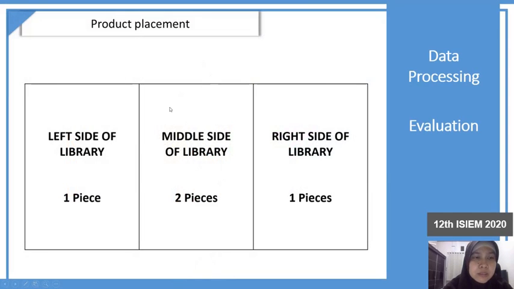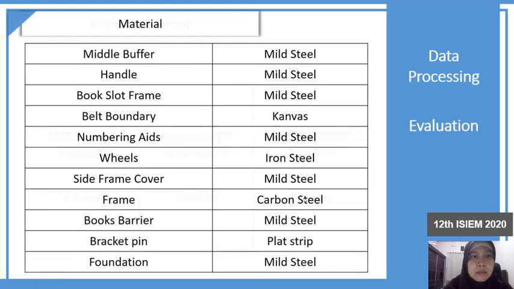So there is a product placement. Left side of the library is 1 piece, and then middle side of library 2 piece, and then right side of library 1 piece. About the material, after we discuss with the manufacturer, there is some replacement of the material. There is a middle buffer, mild steel, and so on in here.